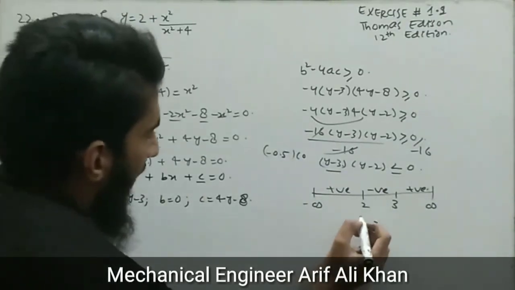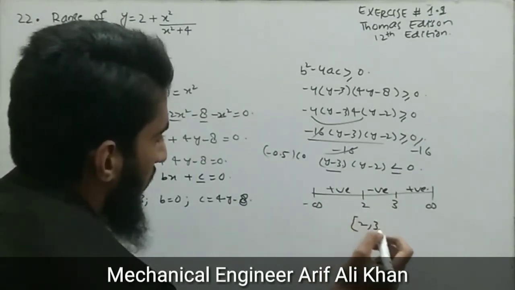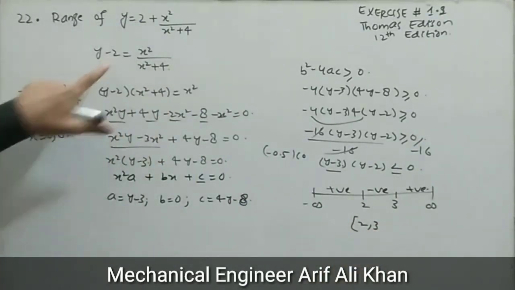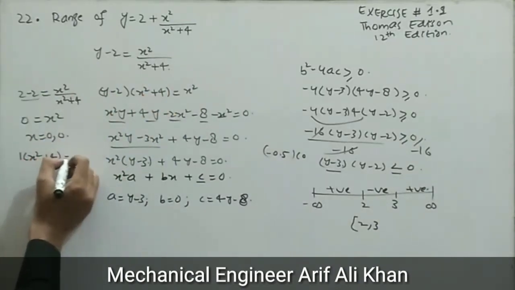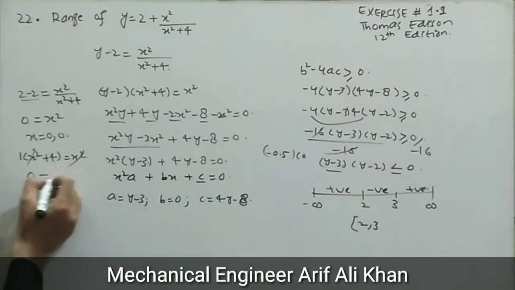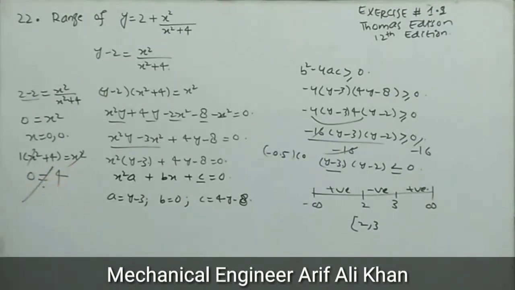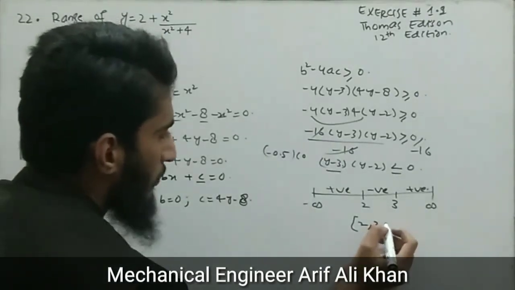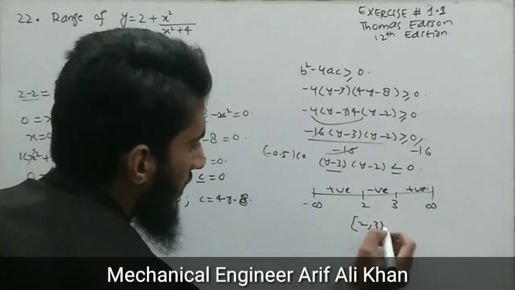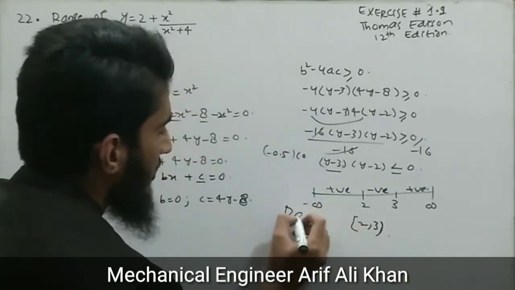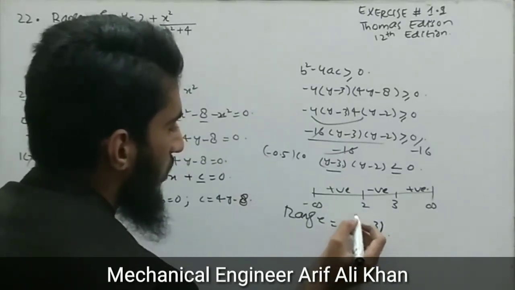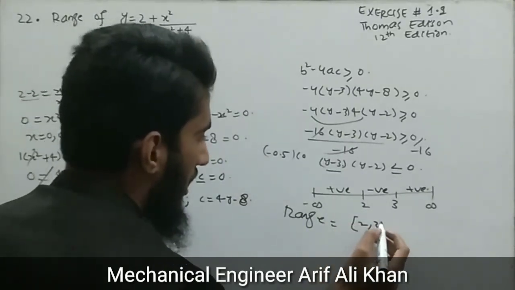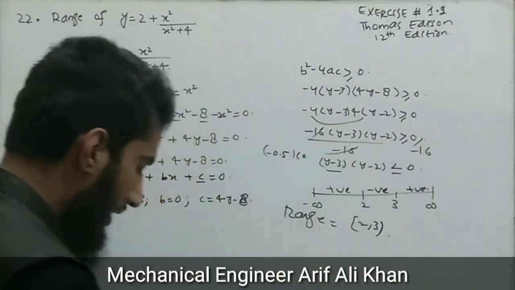So with 2 I will write a closed interval. And let's suppose I put 3 over here, it becomes 3 minus 2 gives us 1. 1 into x square plus 4 is equal to x square. So it becomes 0 is equal to 4. This is not a valid answer. This does not give any meaning. So it means that we will write an open interval with 3. So the required range of this function is from 2 to 3. With 2 we will write a closed interval, and with 3 we will write an open interval. So this is the required and desired answer.